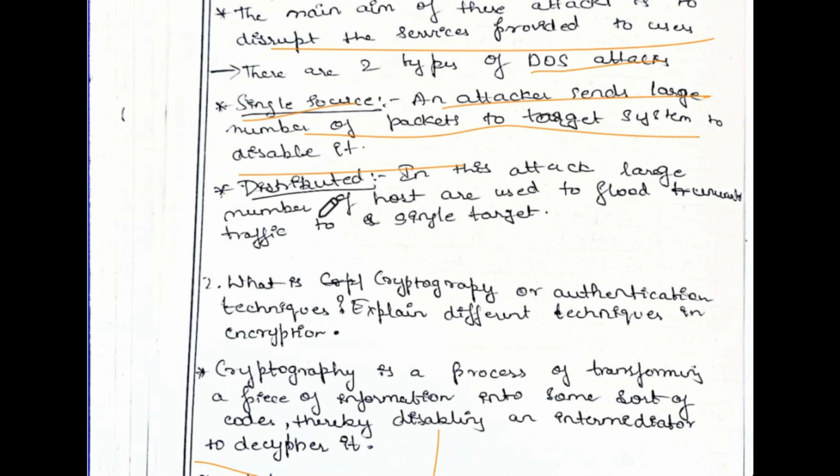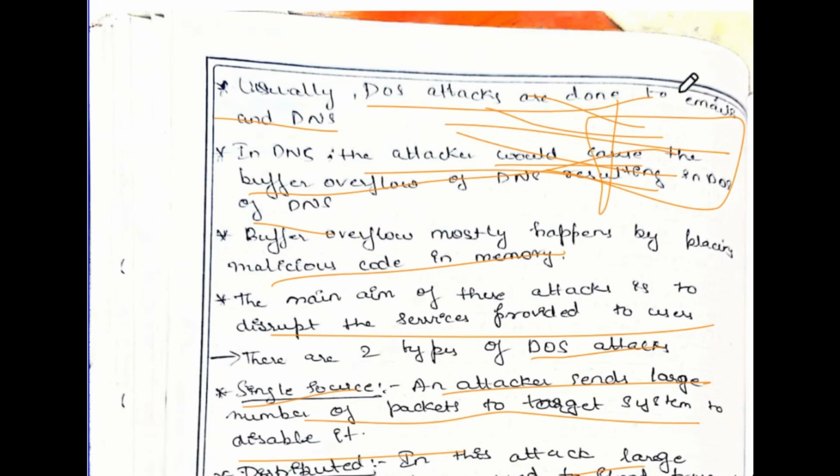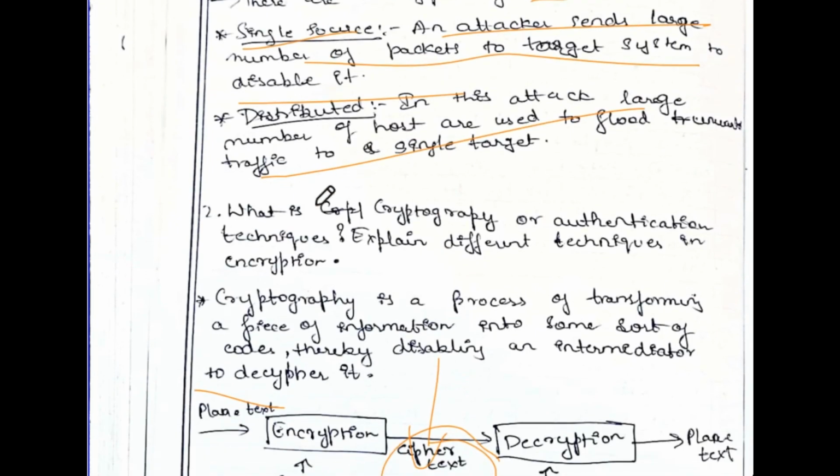In this attack, a large number of hosts are used to flood unwanted traffic to a single target. So when a DNS is attacked, it gives the wrong IP address of Google. If the wrong IP address of Google is given, a large number of people will be directed to the wrong website. This is known as distribution.